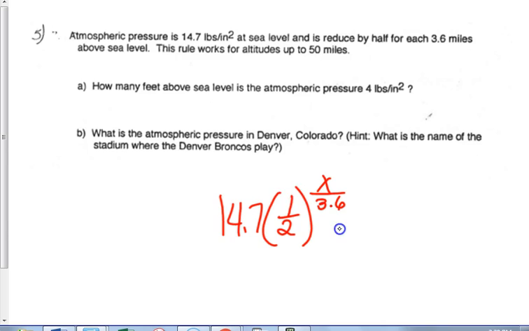Now, the first A is really tricky. We have to work it backwards. If we have time, we'll do it tomorrow because you don't know how to do that one yet. B, does anybody know what Denver Broncos Stadium used to be called? I'm sure it has a sponsor now. It's Mile High Stadium. So it wants you to just put a 1 in here and type it in your calculator.